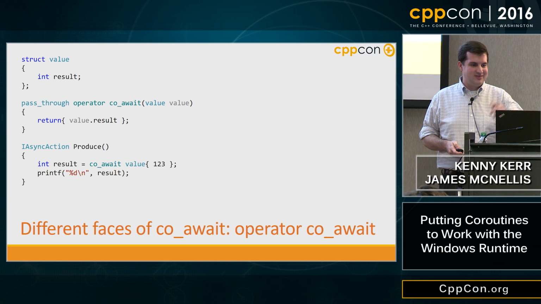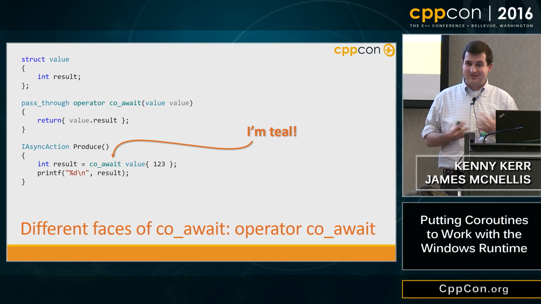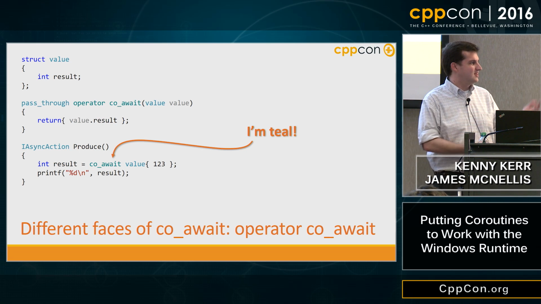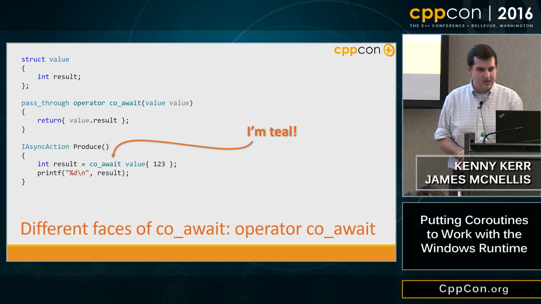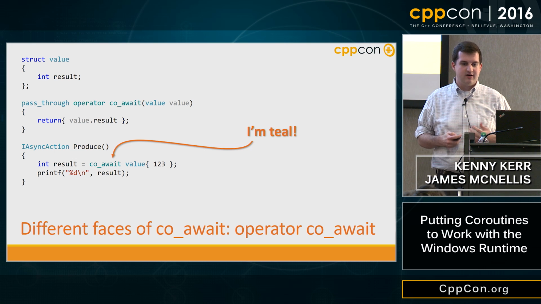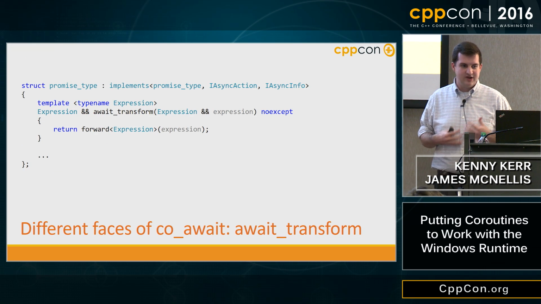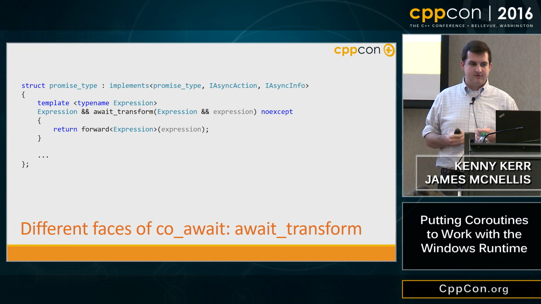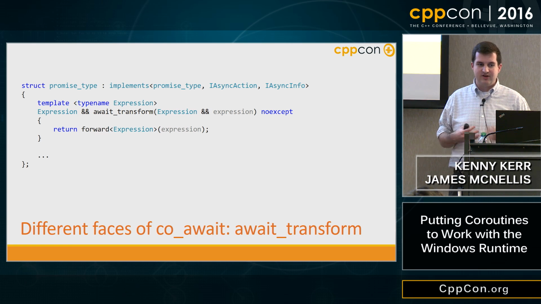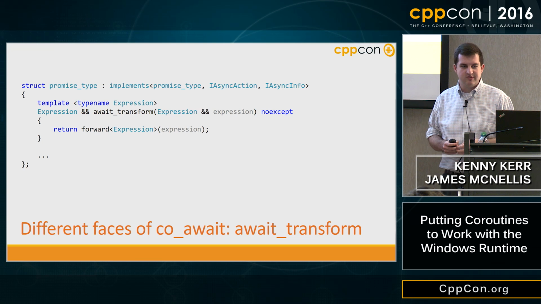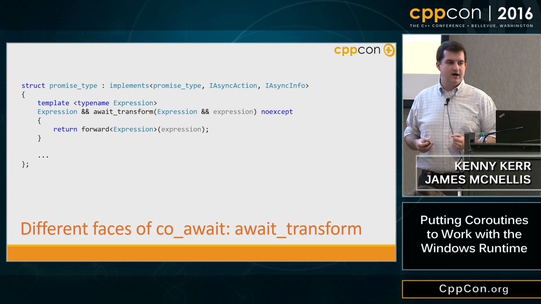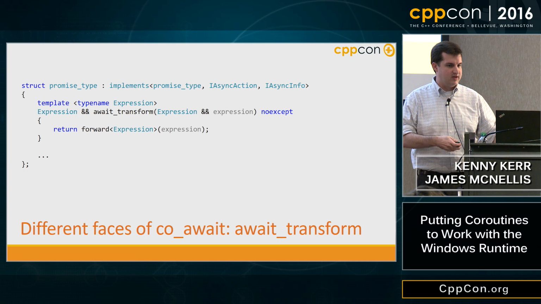Yes, but in the Visual Studio Editor, this may show up as teal to tell you that it's an overridden operator. I actually didn't know that the IDE did that because I have custom colors, but Kenny enlightened me to this fact. So the third kind of thing you can await on is via a function called await transform. Inside of your promise type, you can define overloads of this function await transform. And this will allow you to customize the behavior for a particular promise type when you await on different types of things.